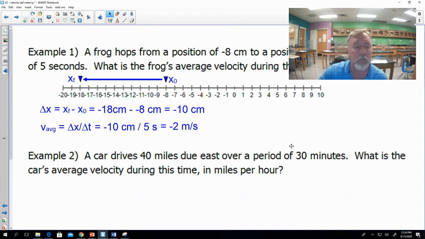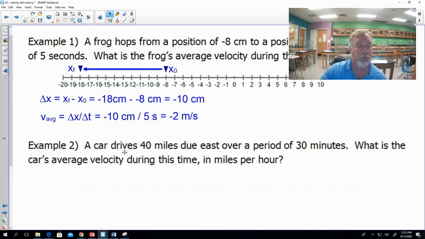Now again, notice our velocity has a sign. It has a direction. This was 2 centimeters a second in the negative direction, or 2 centimeters a second to the left, if you will. Speed would not. If I asked you for the average speed here, you would just tell me 2 centimeters per second. You would drop that negative sign. We don't need a direction.